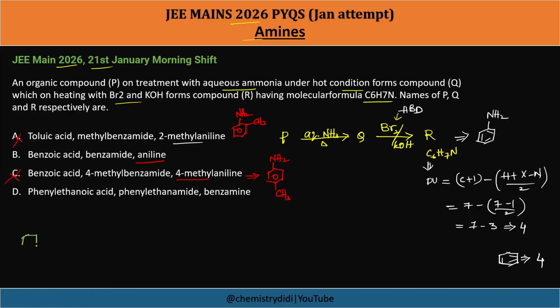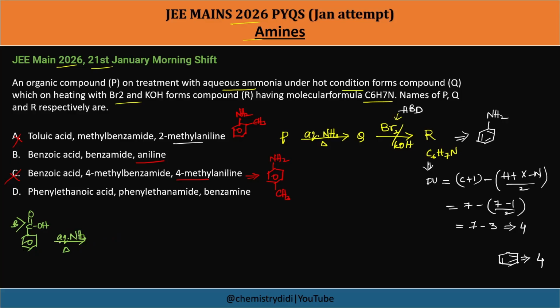So here in option B, we have benzoic acid, which is C double bond O OH. This is the benzoic acid. Generally, when you treat an acid with aqueous NH3, this is an acid-base reaction. It will form an ammonium salt, and then upon heating, water will be removed, and then you'll get the product.